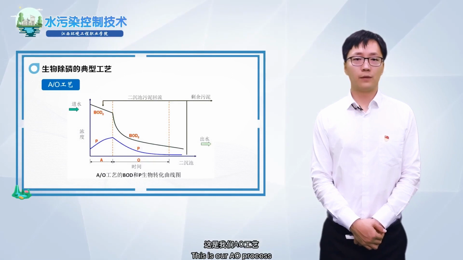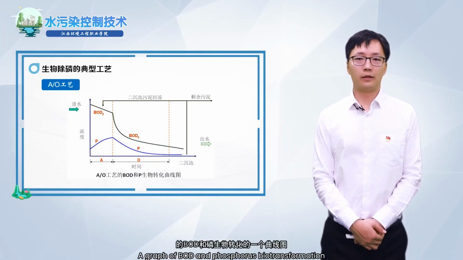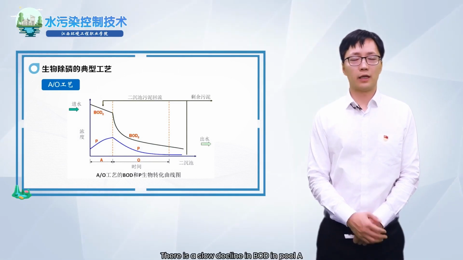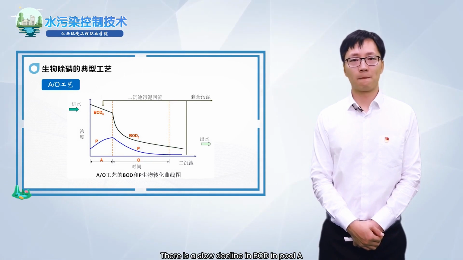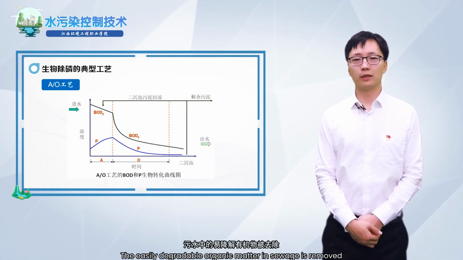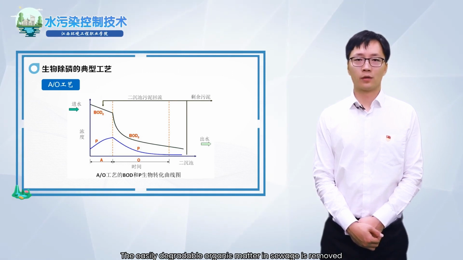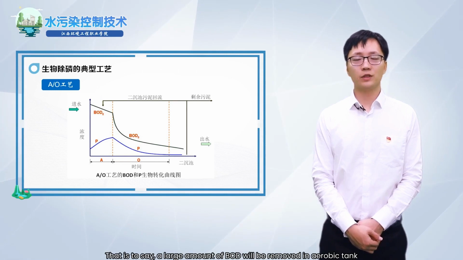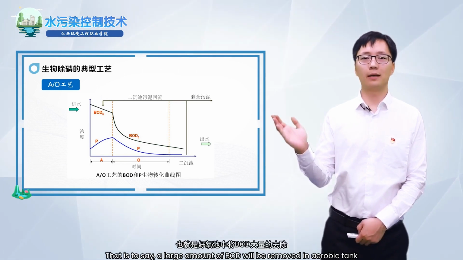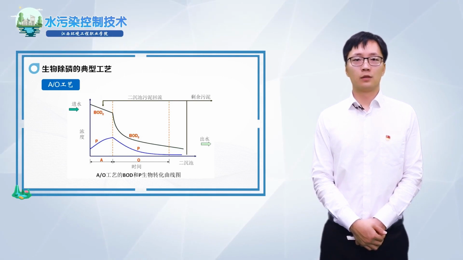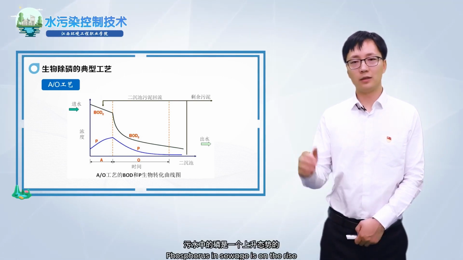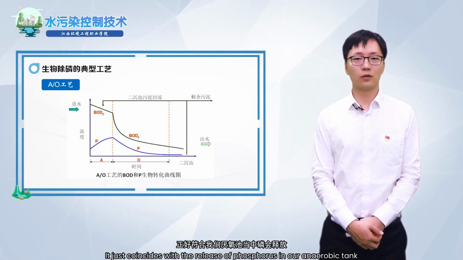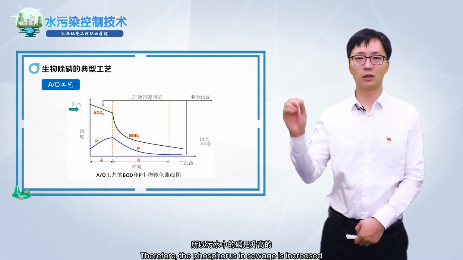Then as shown in the figure, this is our AO process, a graph of BOD and phosphorus biotransformation. We can see that there is a slow decline in BOD in pool A. In this process, mainly the easily degradable organic matter in sewage is removed. In the O pool, there is a large decline in BOD, that is to say, a large amount of BOD will be removed in the aerobic tank. Then see the phosphorus in pool A. Phosphorus in sewage is on the rise. It just coincides with the release of phosphorus in our anaerobic tank. Therefore, the phosphorus in sewage is increased.